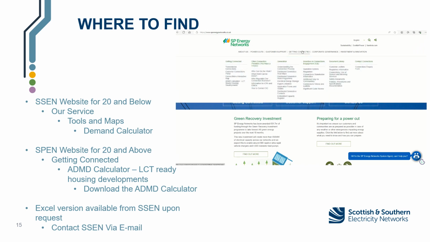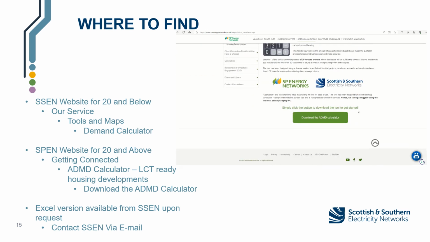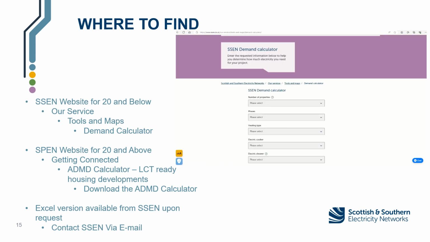Scottish Power's version, if you go on to Scottish Power's website and go on to the Getting Connected part, and then the left-hand side under that menu, there's the ADMD calculator for LCT ready housing developments between 20 and 100, and then you can download that one from there.